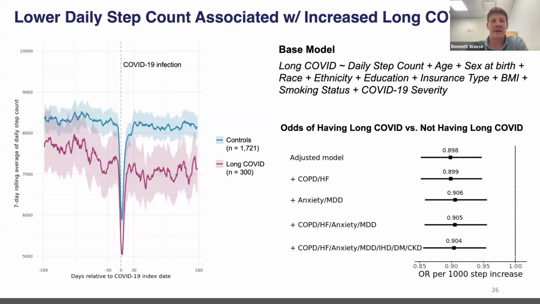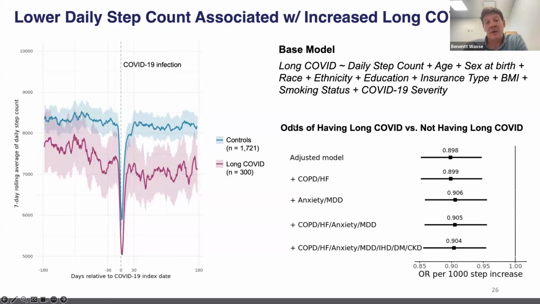And indeed, there's an NPJ Digital Medicine article that suggests the same thing. We were shocked to see that the steps before an infection were already lower for people who had long COVID. When we saw that at first, my first thought was, okay, the people who get long COVID, we know increased rates if you have COPD, chronic lung disease, diabetes, or anxiety or depression. So are those just explaining our difference between steps and people with long COVID and not?